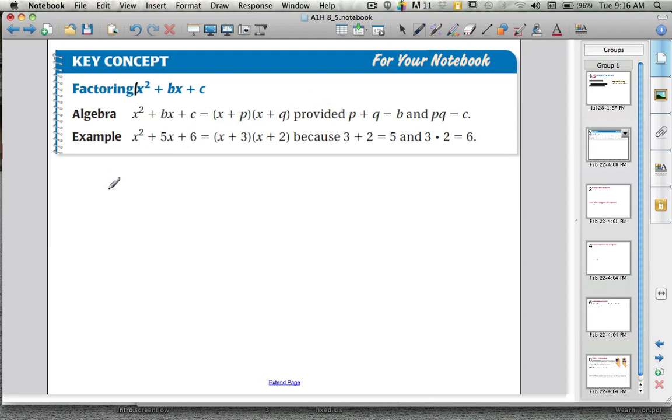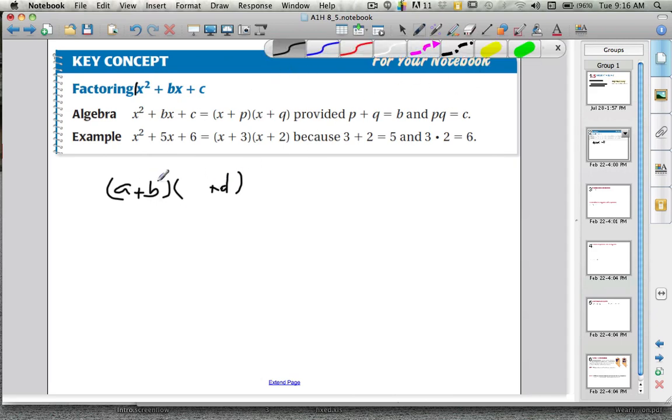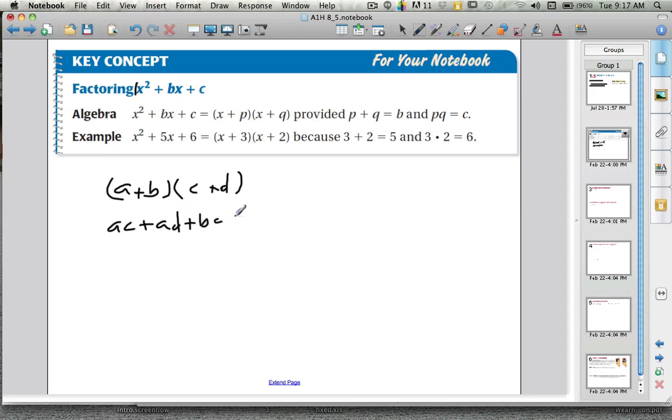And when you think about FOIL, we're really talking about, if I sort of put this together, let's say C plus D. These are numbers. So if I have a binomial that I'm multiplying together, with FOIL I'm going to do the first, which is A times C, and then I'll have my outsides, which would be A times D, and then my insides, which is going to be B times C, and then my last, which is B times D.